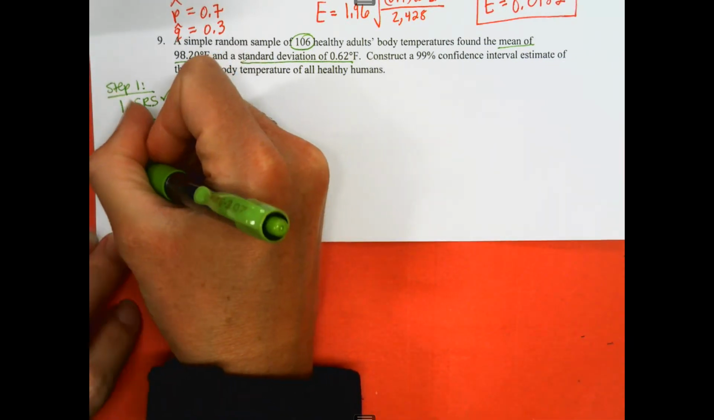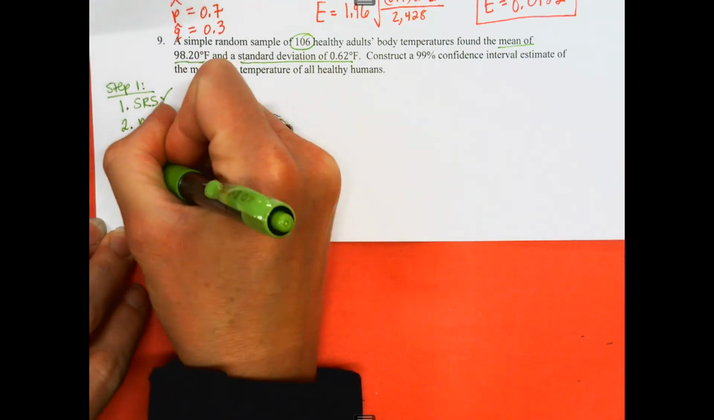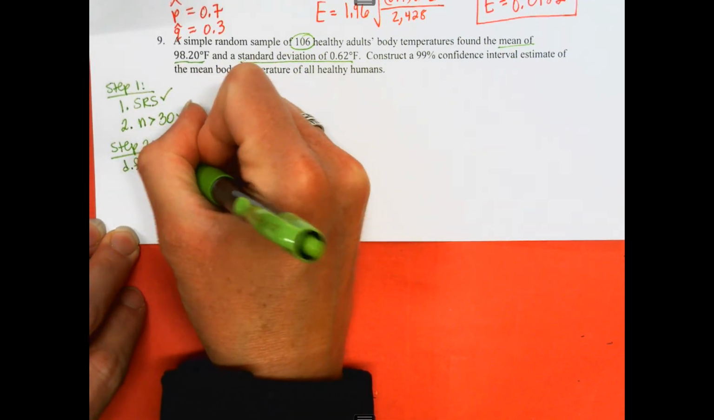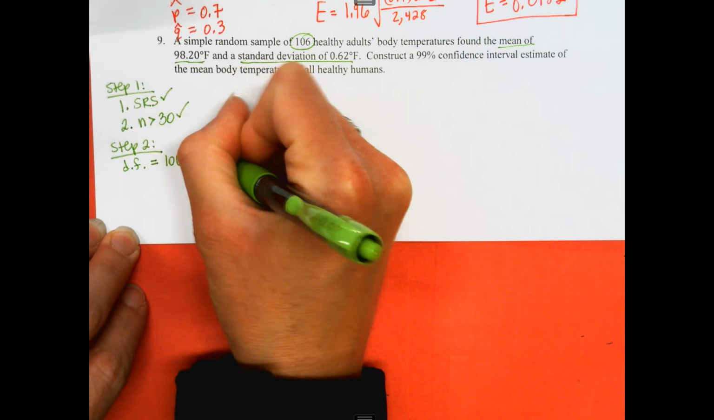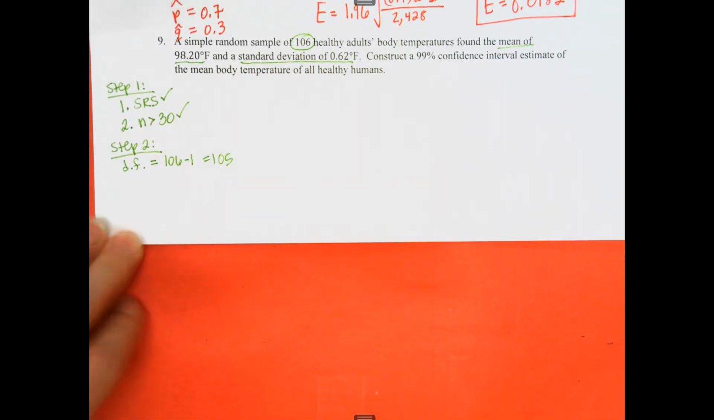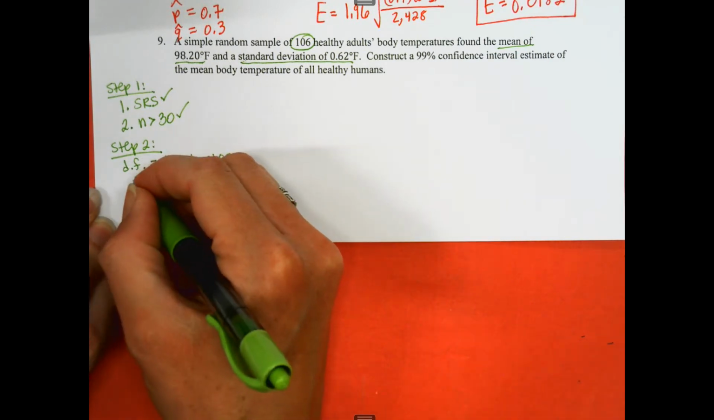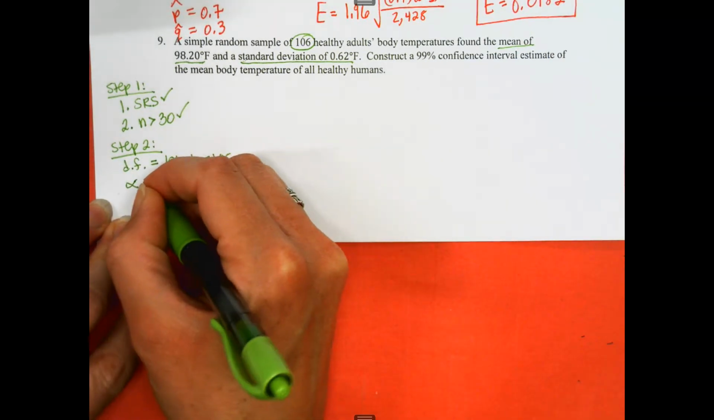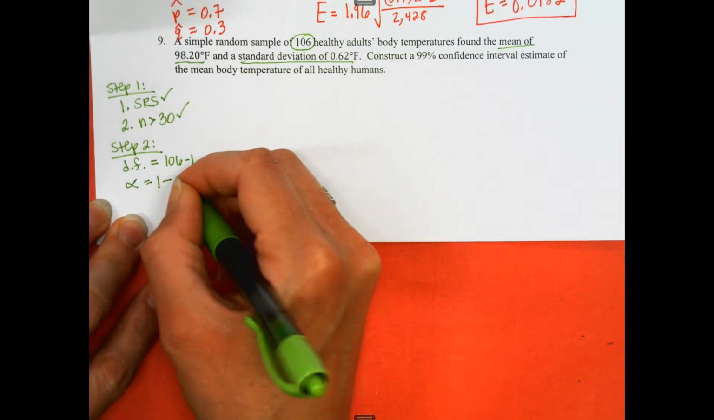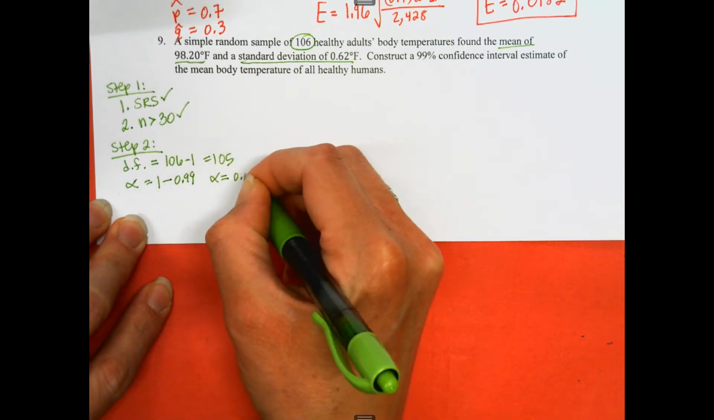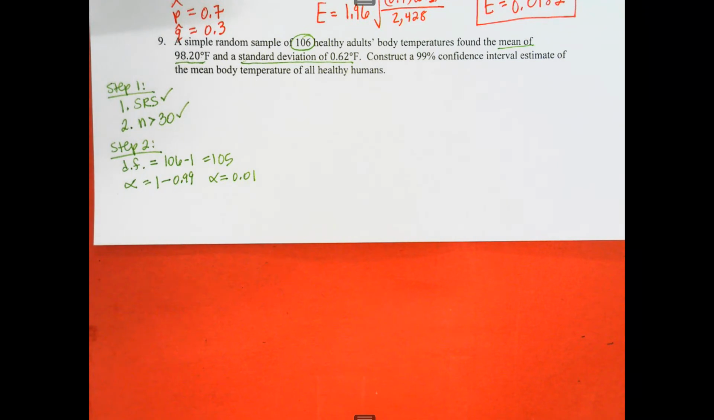Since we're going to have to use a t-distribution, we need to find our degrees of freedom. Our degrees of freedom in this case is 106 minus 1. Therefore, our degrees of freedom is 105. And we also need to know what alpha is. Our alpha is 1 minus our confidence level. So alpha in this case is 0.01.